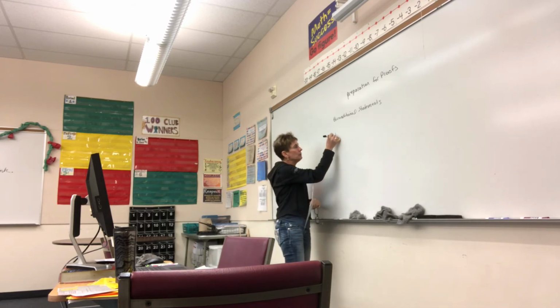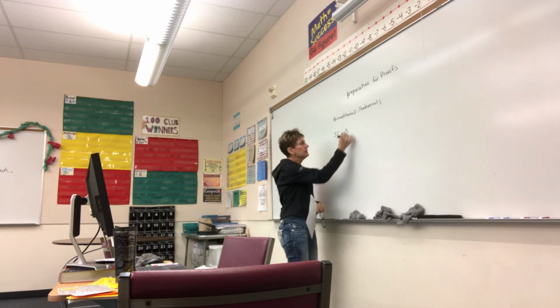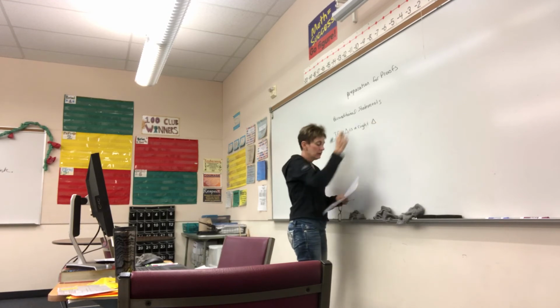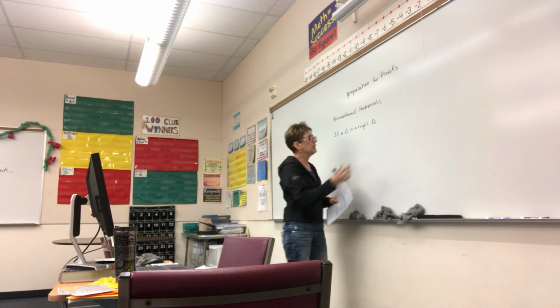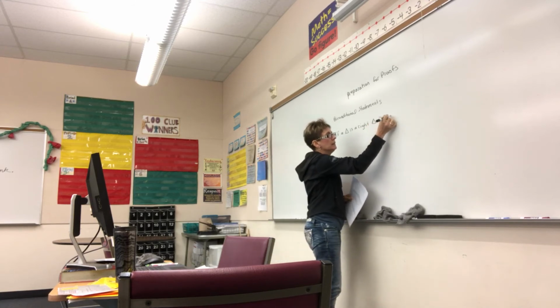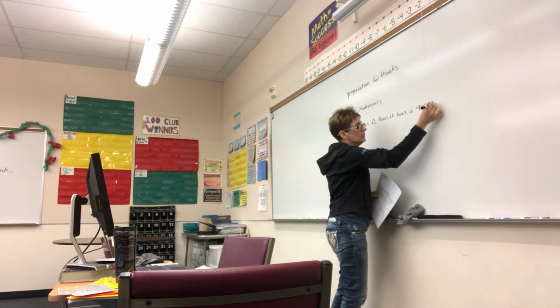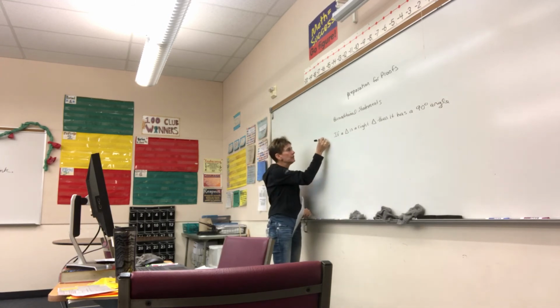And this is one we used before. If a triangle is a right triangle, then it has a 90-degree angle. So next to that statement, go ahead and write conditional statement. I am wondering if underneath that you can write the converse. Can you write the converse of that statement?